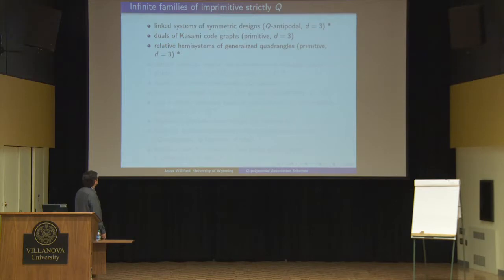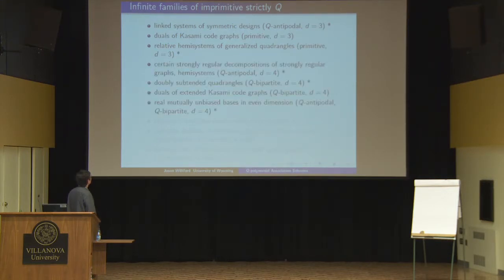So you have linked systems of symmetric designs. From Kasami codes, you can dualize because these are completely regular codes. And you get so-called relative hemisystems. I'll explain what some of these things are later. But d equals 3, we have these families. D equals 4, we have strongly regular decompositions of strongly regular graphs, so-called doubly subtended quadrangles. We can look at duals of extended Kasami code graphs, and again, real mutually unbiased bases in even dimension.